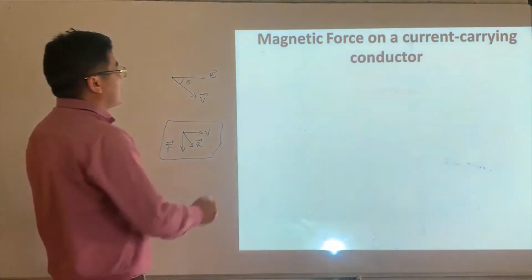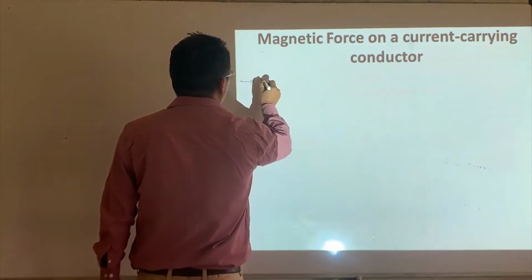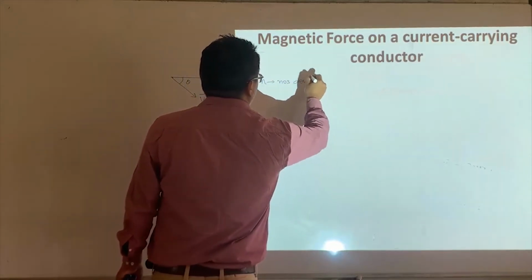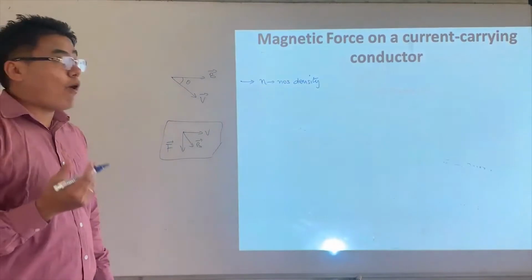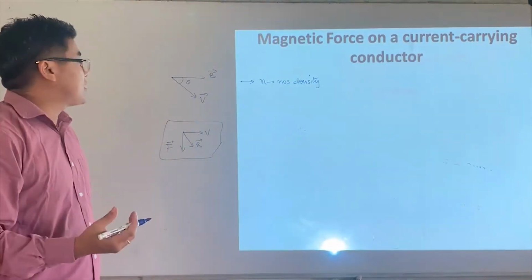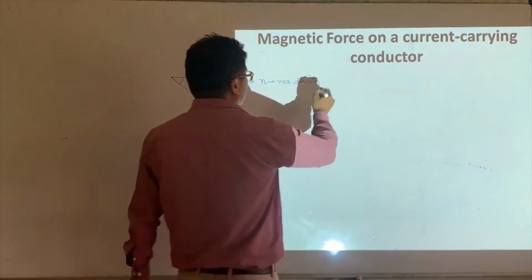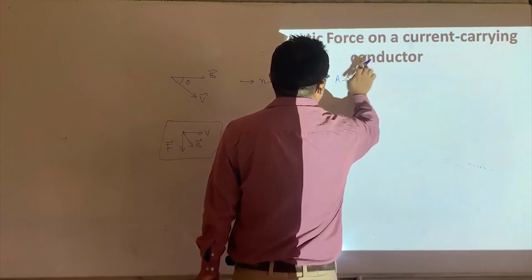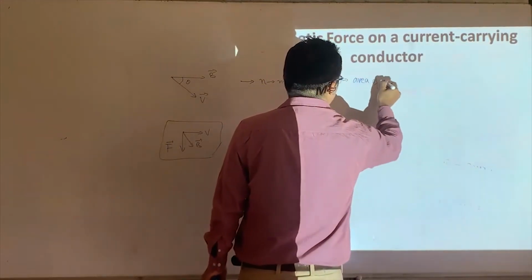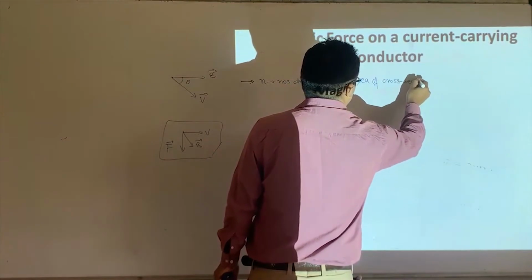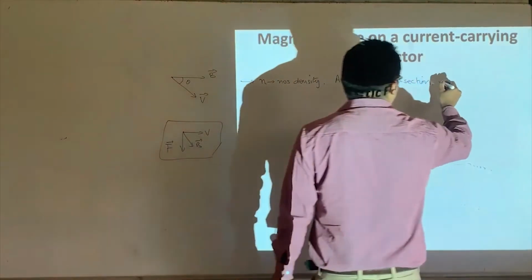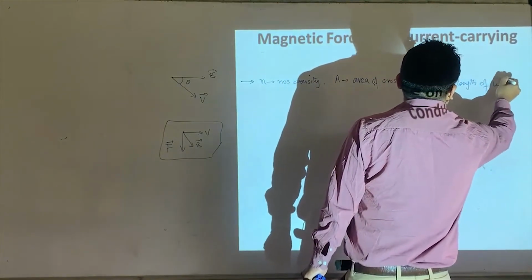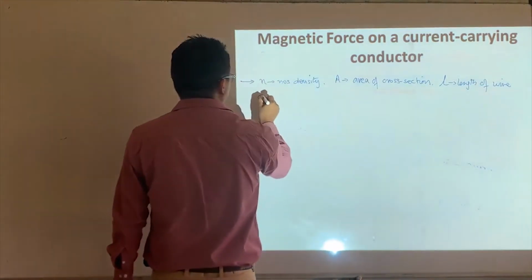All right. So let's say I have a conductor. Small n is the number density. Number density is nothing but the number of free charge carriers per unit volume, and A is the area of cross section. L is the length of the wire. And q is the charge of each charge carrier.